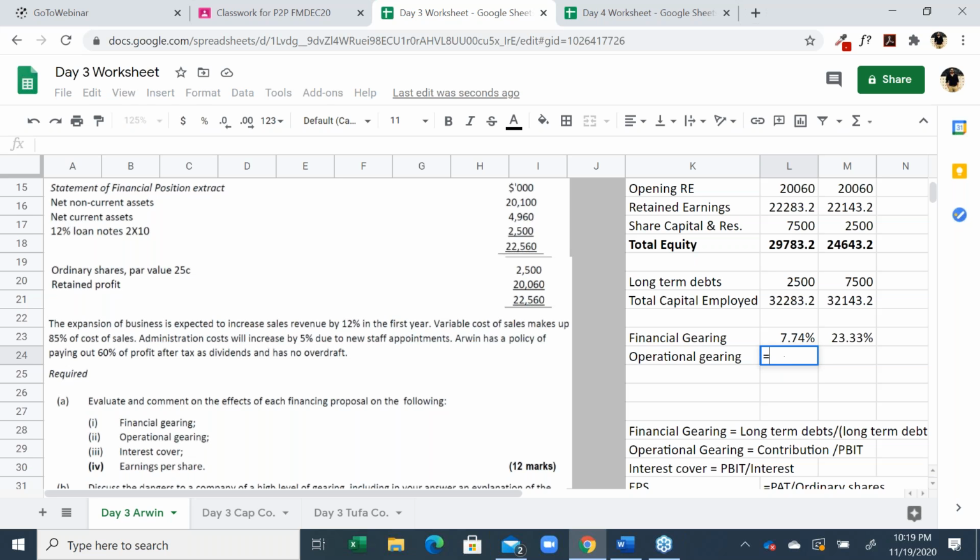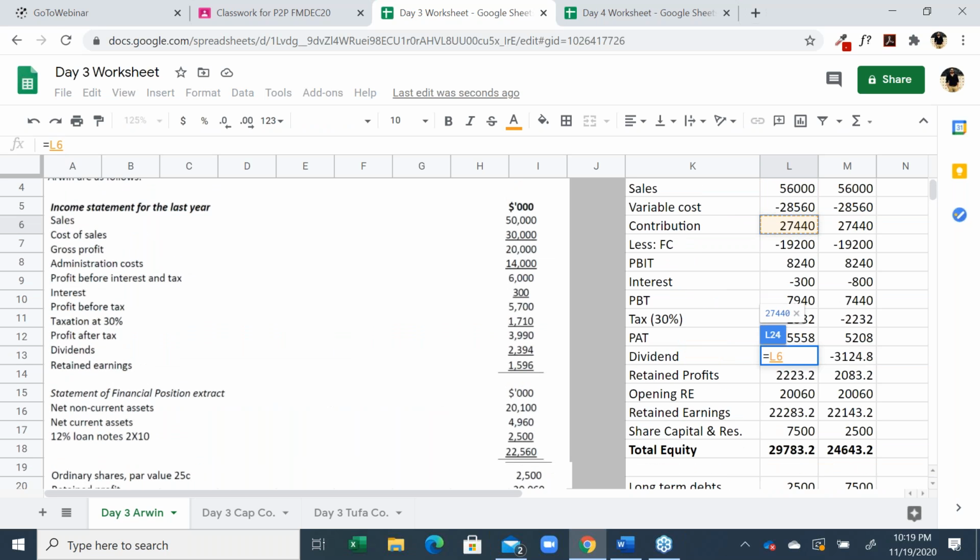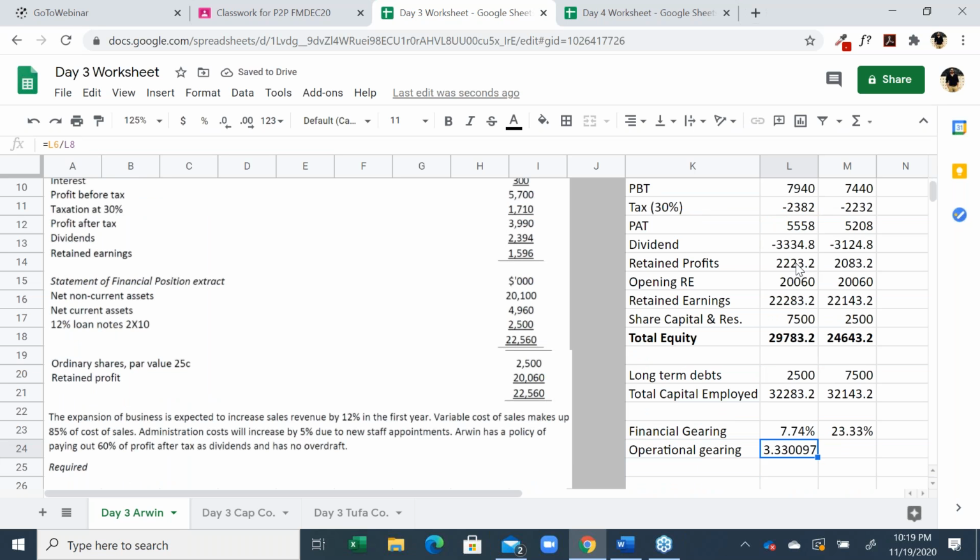So the contribution was 27440 and the PBIT was 8240. So the operational gearing in case of equity finance is 3.33, and which will not change with the source of capital. If you choose any source of capital, it will only affect your financial risk. Business risk has nothing to do with your capital structure.